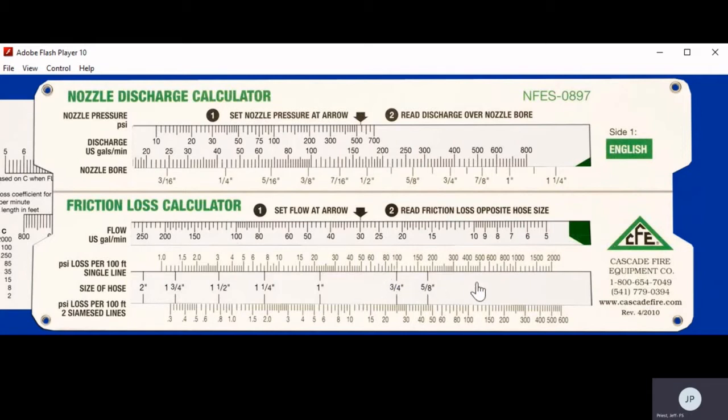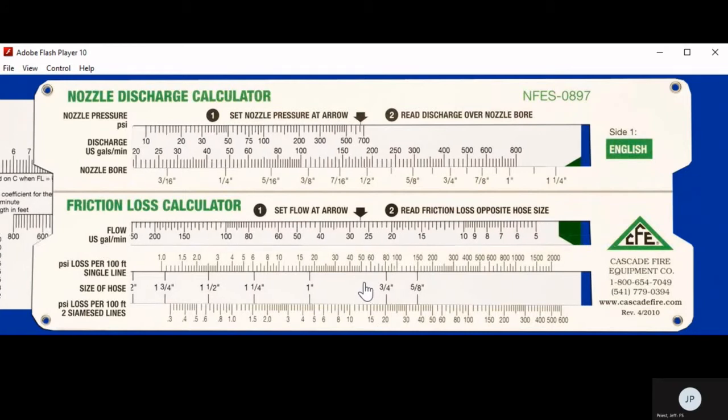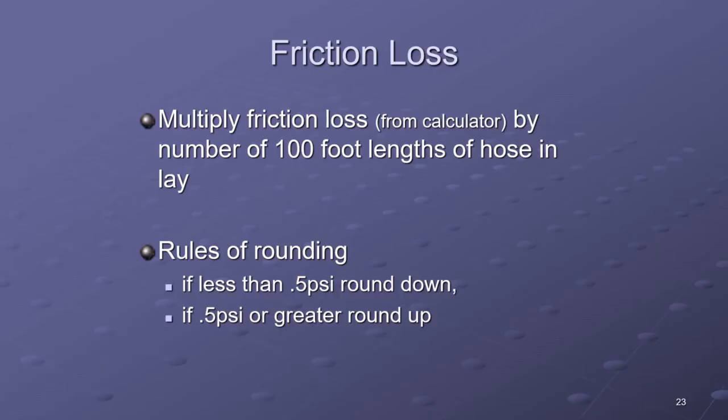All right, so when it gets to rounding, say we're moving 27 gallons per minute, 1.5 inch hose. What's my friction loss here? Well, it's right at 2.5. The correct answer for what we're going to use is 3.